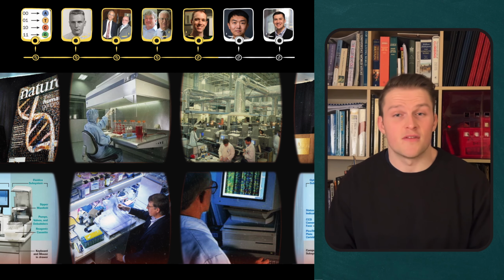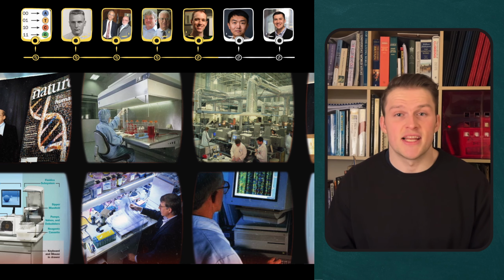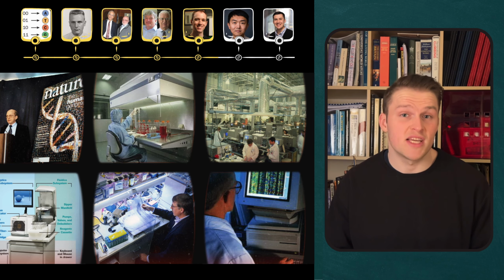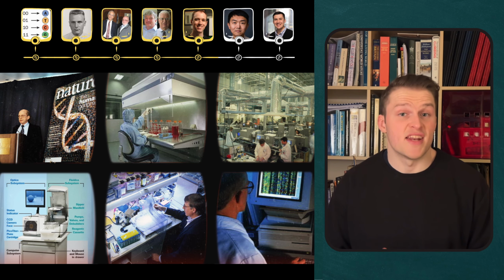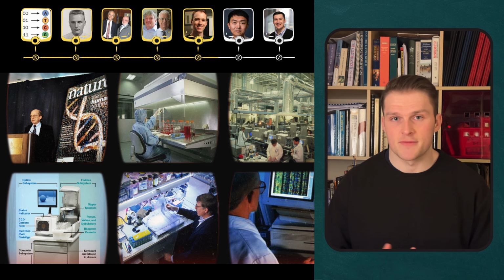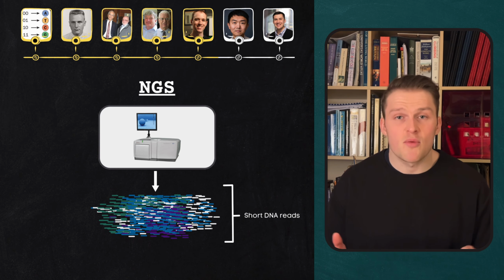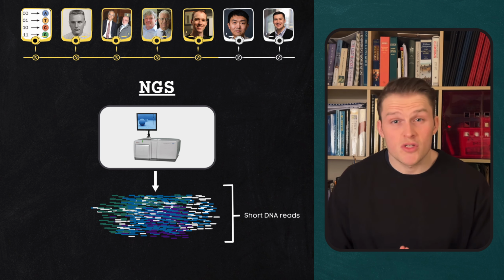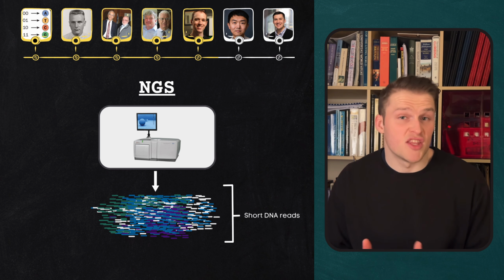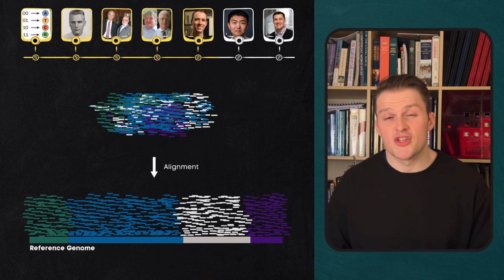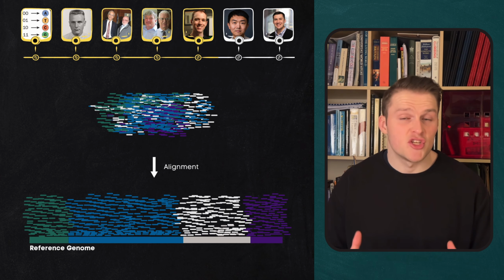The impact of the Burrows-Wheeler transform on genomics extended far beyond compression. By the mid-2000s, advancements in DNA sequencing technology led to faster and more affordable sequencing, ushering in the era of next-generation sequencing, NGS. This breakthrough allowed scientists to generate millions of short DNA reads at an unprecedented scale. However, this also introduced a new challenge: determining where each read originated from within the genome.